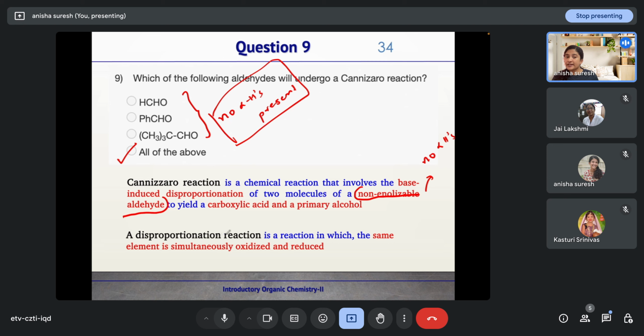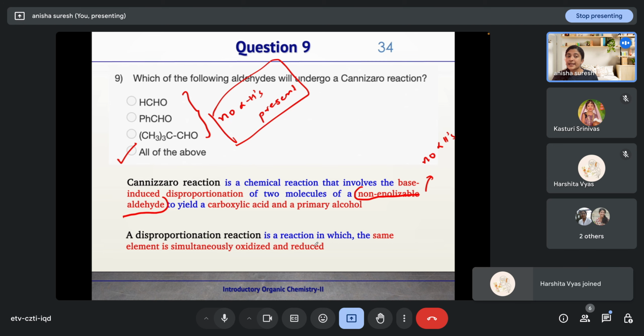So what does a disproportionation reaction mean? It is a reaction in which the same element is simultaneously oxidized and reduced. That is why in the Cannizzaro reaction we have an aldehyde that undergoes oxidation leading to formation of a carboxylic acid, and reduction leading to formation of an alcohol. So the same molecule is getting oxidized and reduced. That is why it is known as a disproportionation reaction.